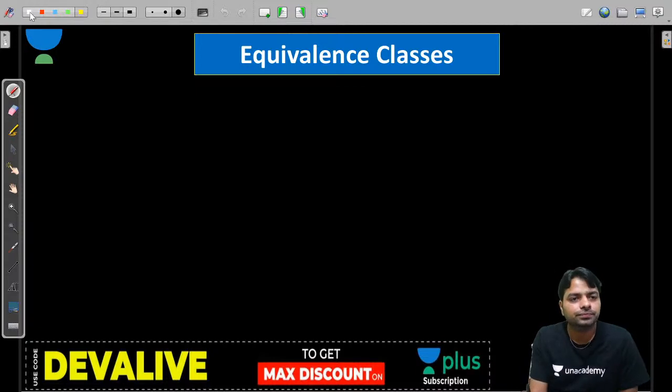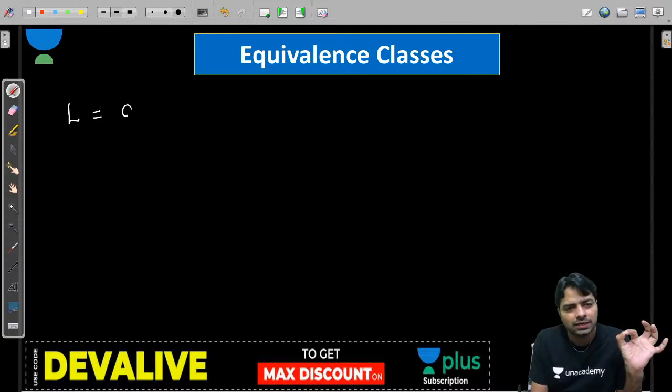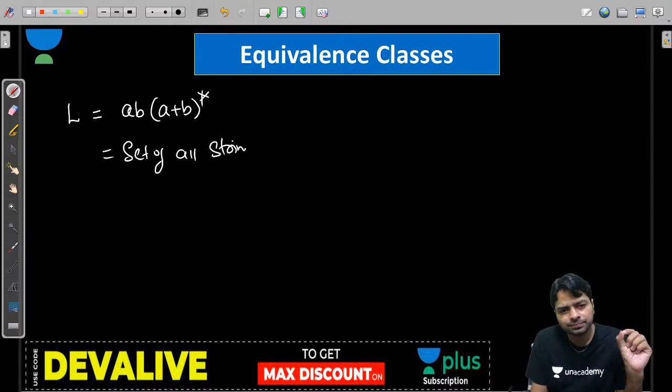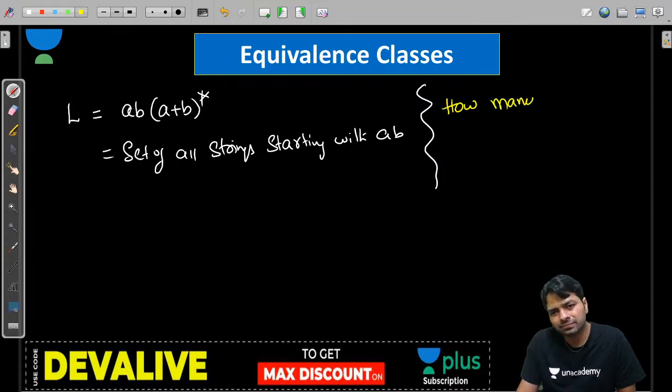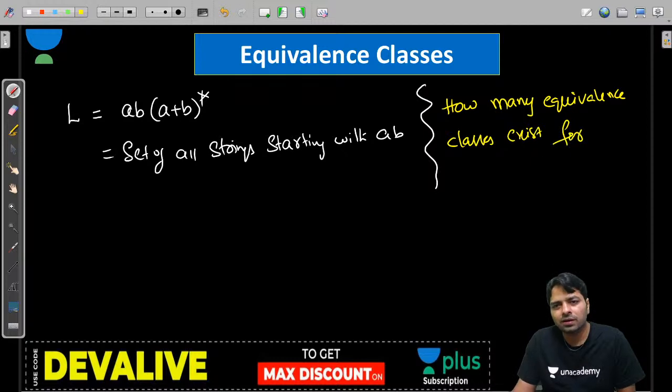Now let's look at equivalence classes, guys. Now let's look at the problem. L is equal to, let's say, ab followed by anything: the set of all strings starting with ab. Everybody knows this problem. And the question is like this: how many equivalence classes exist for L? L is regular, guys. This is regular.